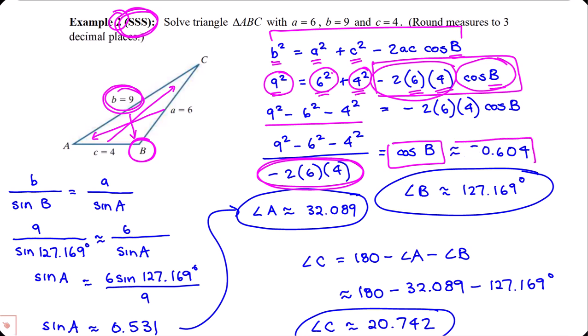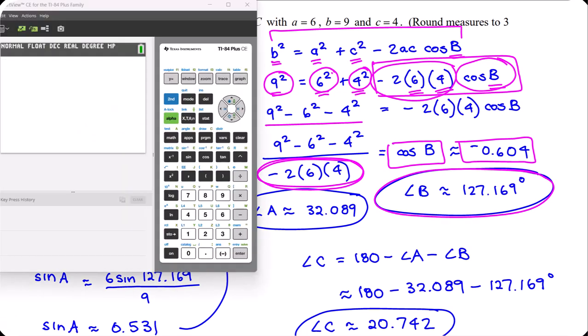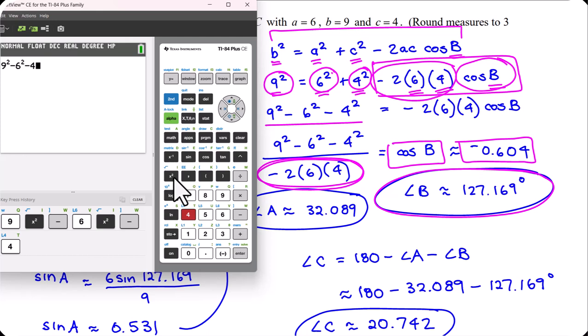Notice the value is negative. So when I do inverse cosine, I'll get an obtuse angle. Let me show you that on the calculator. So let's do the 9 squared, subtract the 6 squared, subtract the 4 squared. Enter.